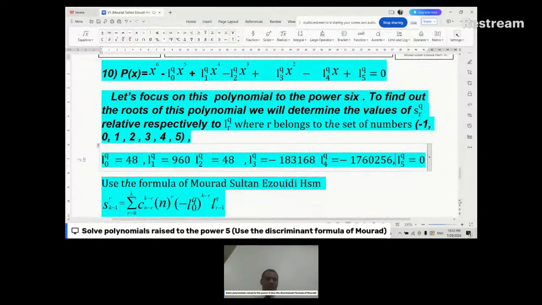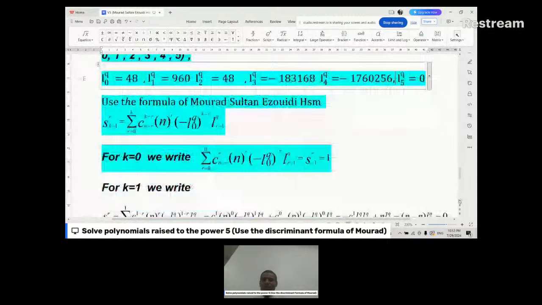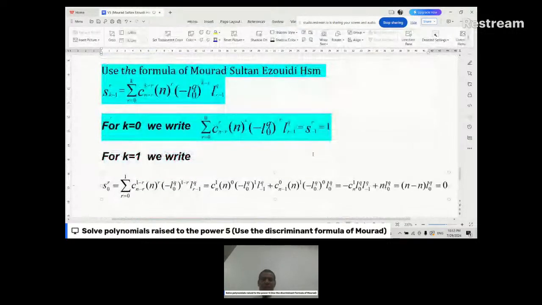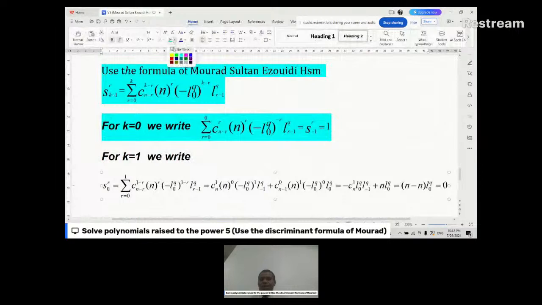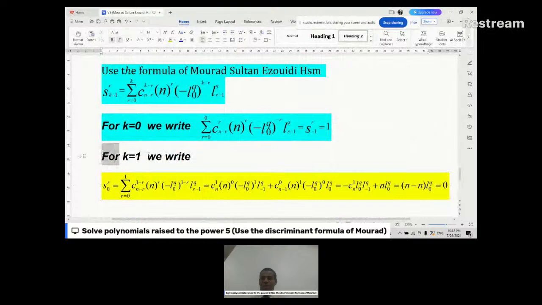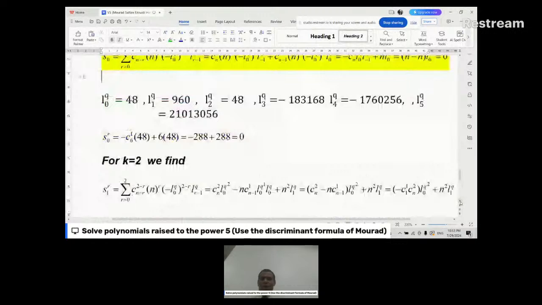Now, learners, as before, to find, let's say, the value of sk, it's clear as 0 is 0 always for any polynomial to the power. Okay, this is for k equal 1. You are going to use my discriminant formula. Okay, for when k equal 1, s0 is equal to 0. If you like to apply, no problem. So I'll just apply the formula now, learners.